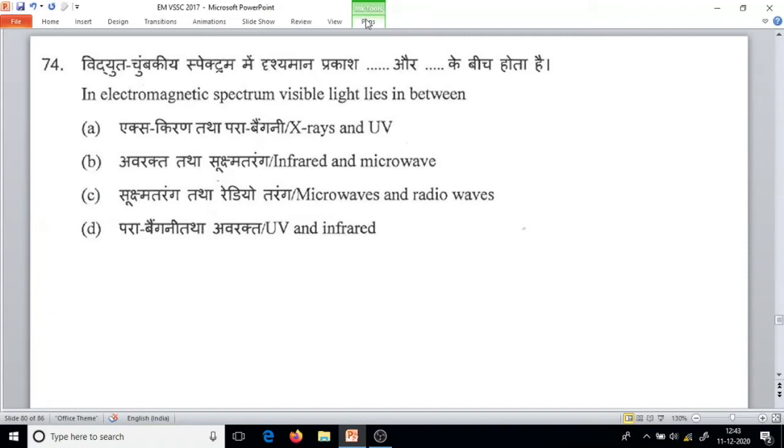Question number 74. In the electromagnetic spectrum, visible light lies in between. First of all, whenever a question comes on the electromagnetic spectrum, you have to remember a sentence. You have to say I love you, baby. No, not that, you have to remember this.